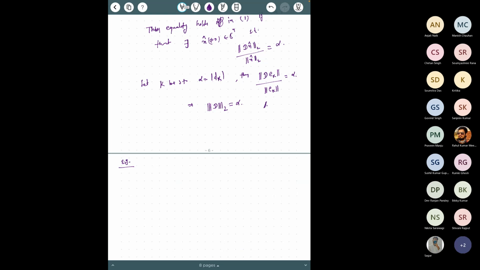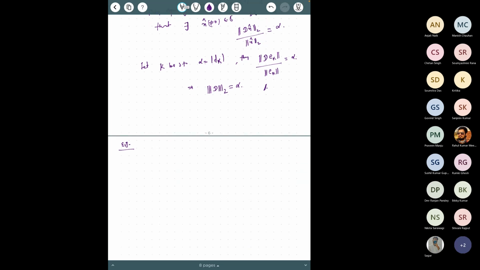But similarly, suppose you want to find the operator 1 norm of a matrix. So what is the operator 1 norm by definition? It is just the max over x of the ratio 1 norm of Ax divided by 1 norm of x. You can actually show that this is equal to the maximum column sum.